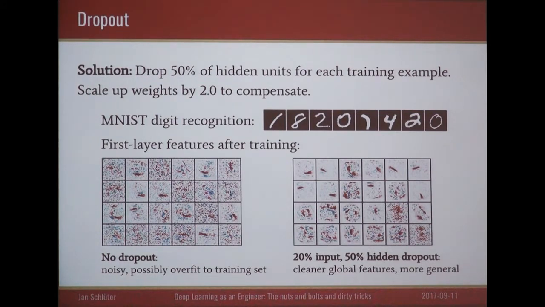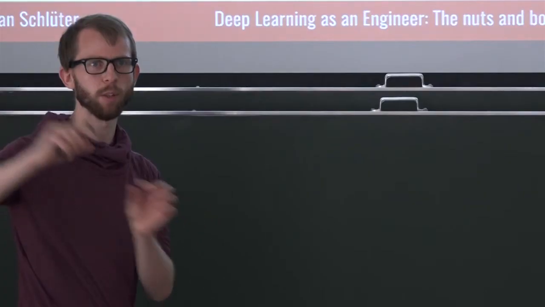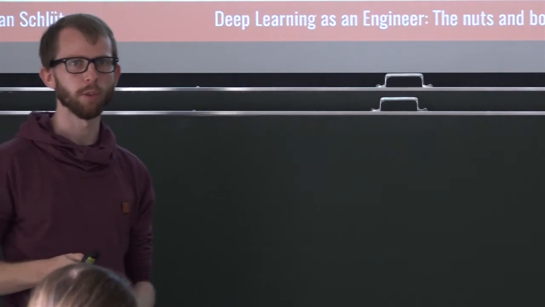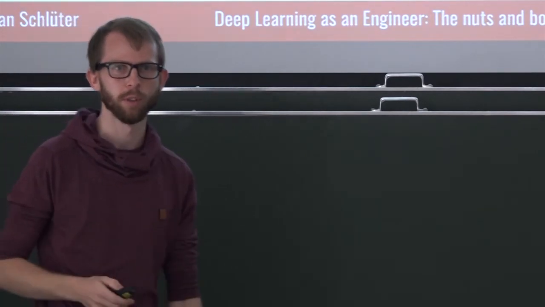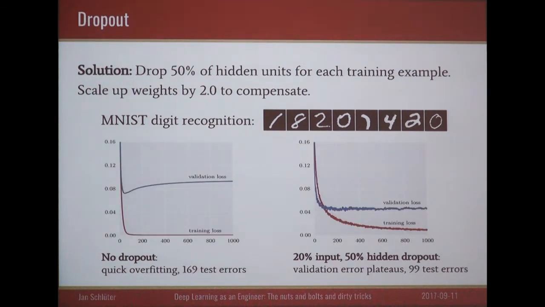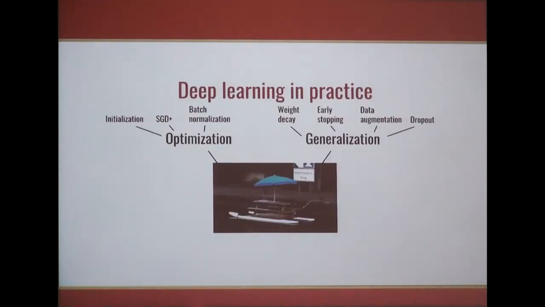And just to see what the effect is, if we train a digit recognizer, it will push the model towards learning more stroke-like features that depend on many input pixels that are usually correlated in the data, because this makes the features more robust to possible dropped pixels, and also changes the training curves so it doesn't overfit as much. Okay, so this was optimization and generalization.